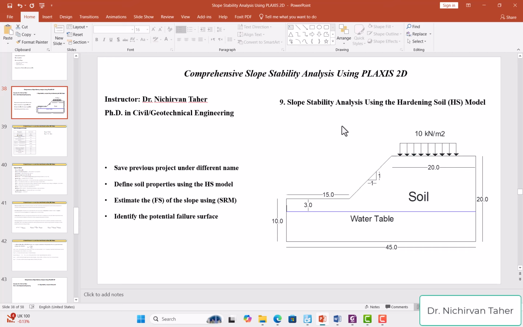So if you remember in the previous lecture, we did this example using Plaxis 2D: a safety analysis of this slope, but we used the Mohr-Coulomb constitutive model. In this example, we will do the same example as the previous one, the same geometry of the slope and the same amount of surcharge load, but we will use the hardening soil model.